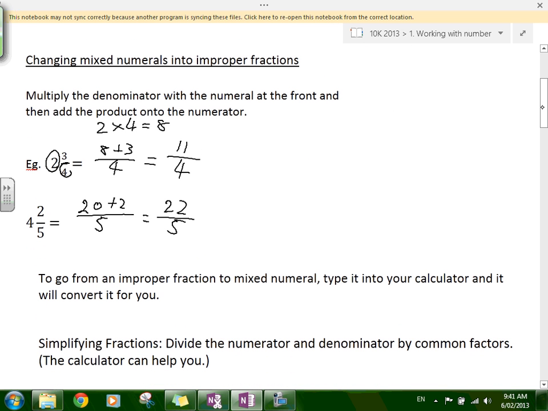So my recommendation is that to go from an improper fraction to a mixed numeral, type it into your calculator and it will convert it for you. If everyone has a calculator, get it out and type in any improper fraction, something where the numerator is bigger than the denominator, and by default it will make it a mixed numeral.